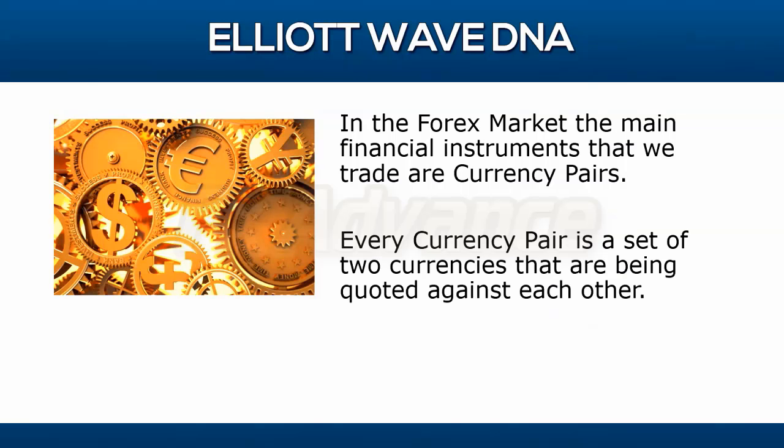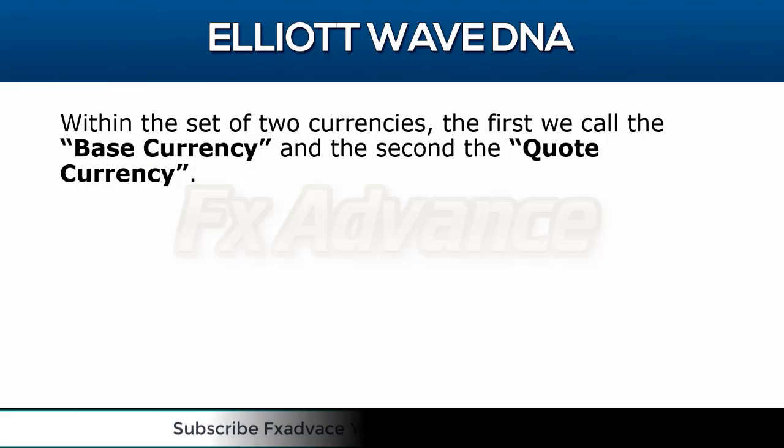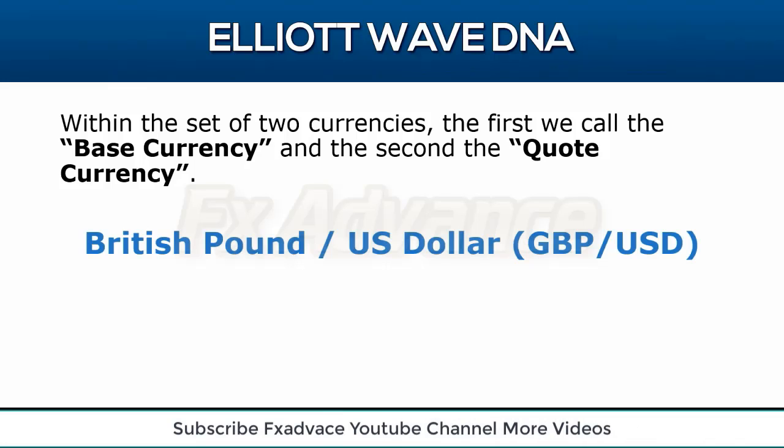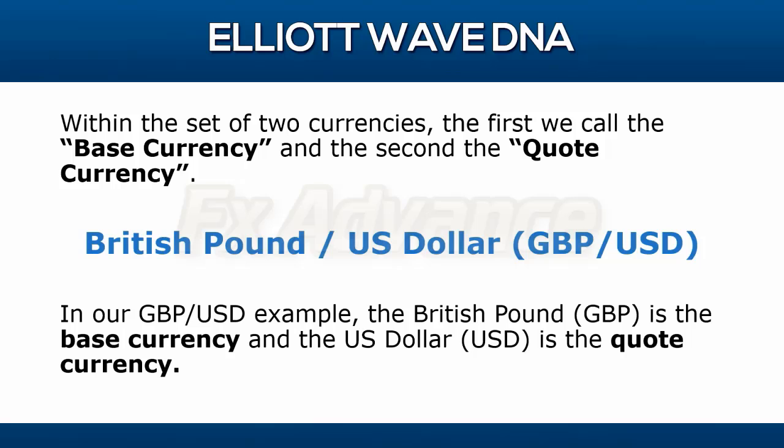In the forex market, the main financial instrument that we trade are currency pairs. Every currency pair is a set of two currencies that are being quoted against each other. Within the set of two currencies, the first we call the base currency and the second the quote currency. For example, British pound US dollar. In this example, the British pound is the base currency and the US dollar is the quote currency.